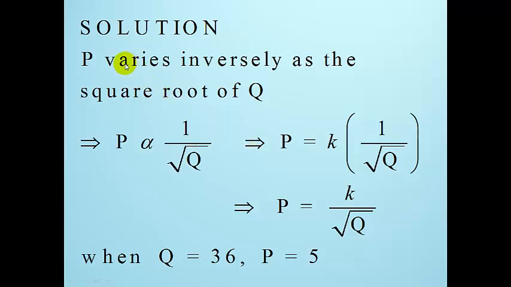From the question, p varies inversely as the square root of q. This implies that p varies inversely. That means that p varies as 1 over the square root of q. That's an inverse variation. When we introduce the constant of proportionality k, we have to change our variation sign to equal to. And so it implies that p equals k times 1 over the root of q. K times 1 equals k. So p is now equal to k over the root of q.